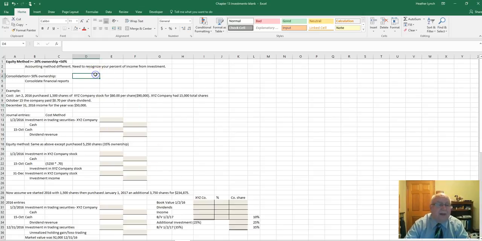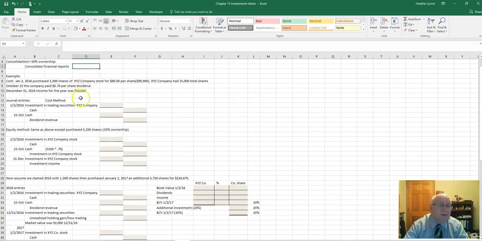Now, to recap, the equity method is used if you have more than or equal to 20% ownership but less than 50% ownership. If it's 50% ownership, then we go to a consolidation method. But this is between 20 and 50%, and you have significant influence. Okay, the accounting method is going to be a little different than what we have under the cost method, and I'm going to present both of them to you, and then we're also going to go through and show you what happens if you start with equity and then start with cost and then go to equity.